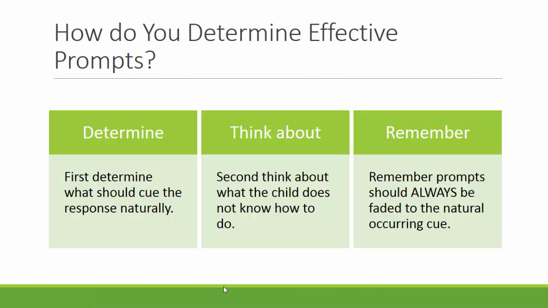So you may be wondering, how do I determine the most effective prompts to use? In order to determine which prompts will be most effective for your child and the skill you are teaching, you must first determine what cues your child will need to respond to naturally. Then you will think about what your child does not know how to do. Remember that prompts should always be faded to the naturally occurring cue. During your first meeting with your BCBA, they will help you to decide which prompts to use. So make sure to bring your notes or a video example so they can get to know your child.